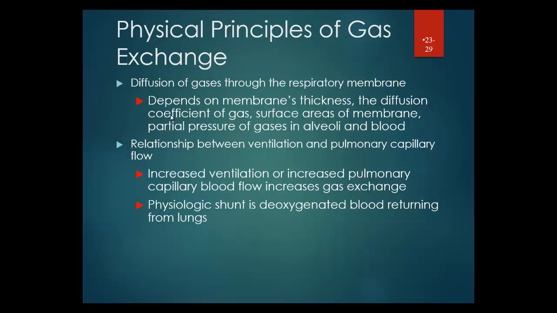And then looking at the surface area, if there's a large surface area for diffusion, that is going to increase diffusion. And the higher the partial pressure difference from one side of the membrane to another, that will also increase diffusion. So we're going to look at those factors now as we investigate how these gases move from the lungs to the blood or from the tissue to the blood or vice versa.